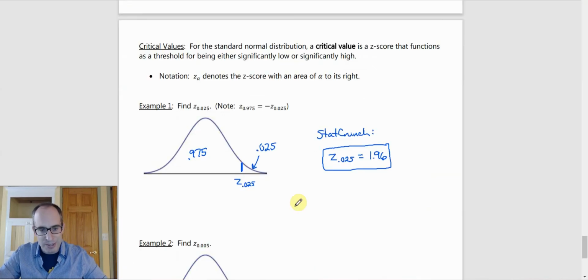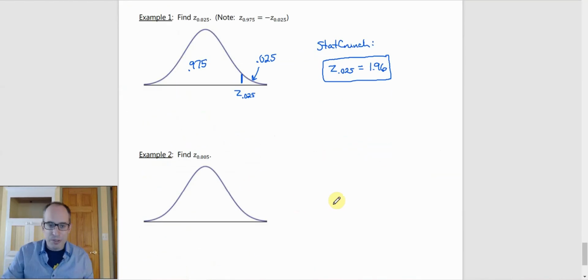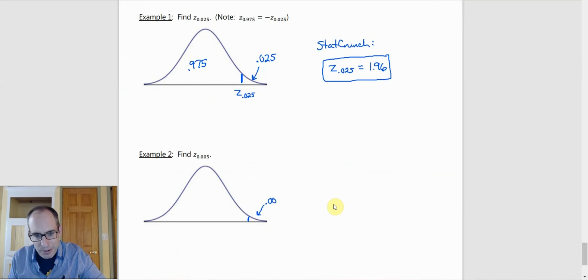All right, so back to the other one, 0.005. That's a really tiny little right tail. That's like this, right? Where then you've got 0.005 in that tail. You've got 0.995 back here. And then this is going to be z sub 0.995. And so we're going to use StatCrunch to get it.